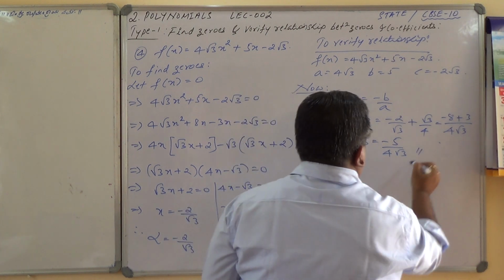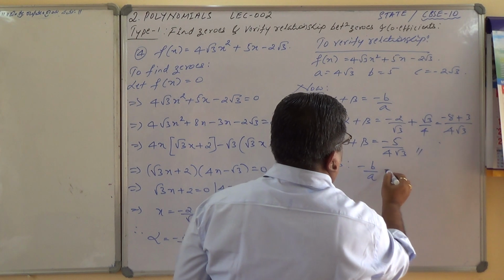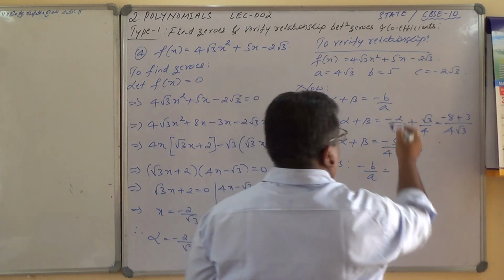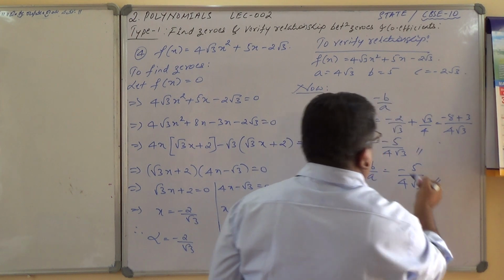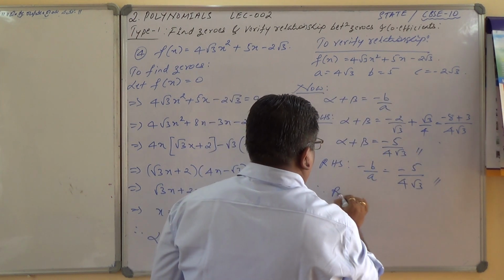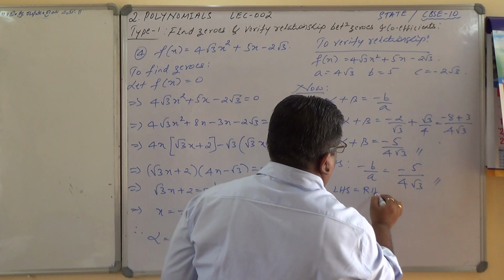Isn't it? Now RHS we will take. RHS is minus b by a. Minus of b is what? 5, divided by a, which is 4 root 3. Check here from above. Therefore, LHS equals RHS.